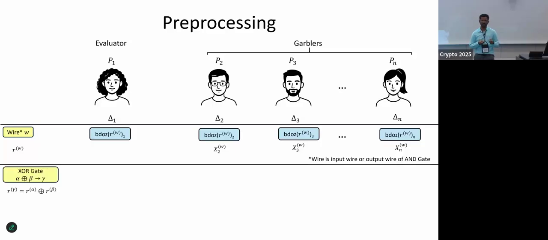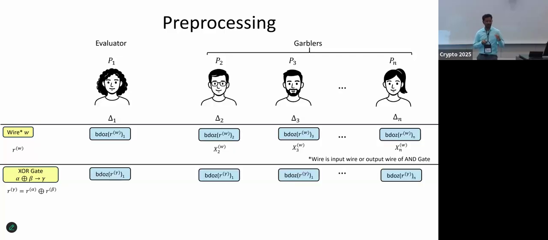Then for each XOR gate, we have the invariant in the WRK protocol that the random mask associated with the output wire is just the XOR of the random masks associated with the input wires. And since the BDOS secret shares are linearly homomorphic, parties can locally XOR their shares to obtain BDOS shares for the output wire's random mask. And the garblers will XOR the labels associated with the input wires to obtain the label for the output wire.